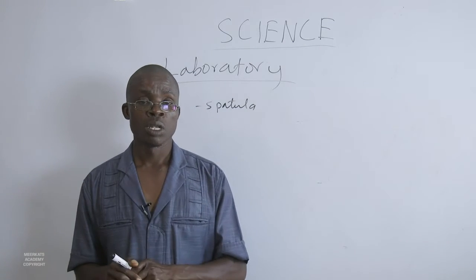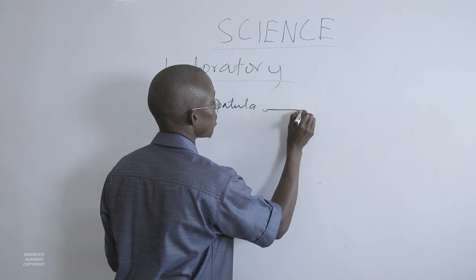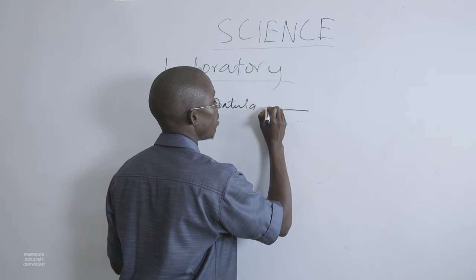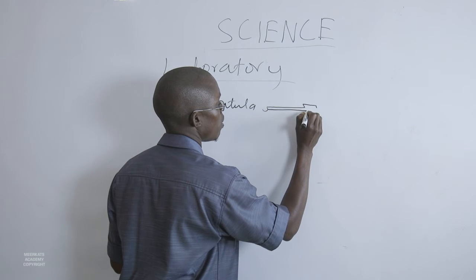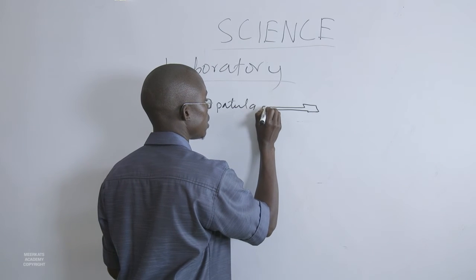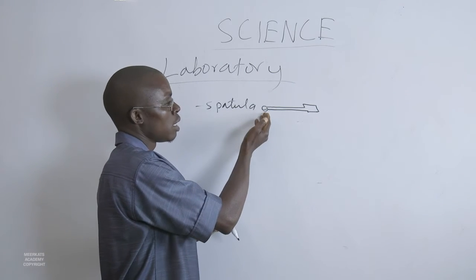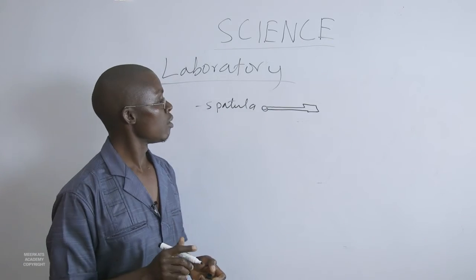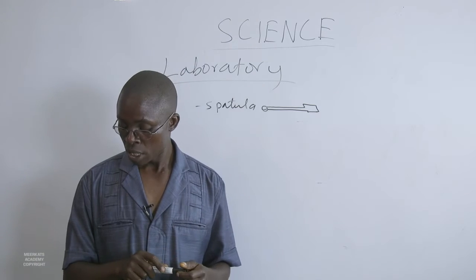Spatula is so small. It is this size, and it is normally flat on one side, but this other side, it is circular. So you can scoop either using this end or this other end, but it is roughly this size which is used in scooping chemicals in the lab.